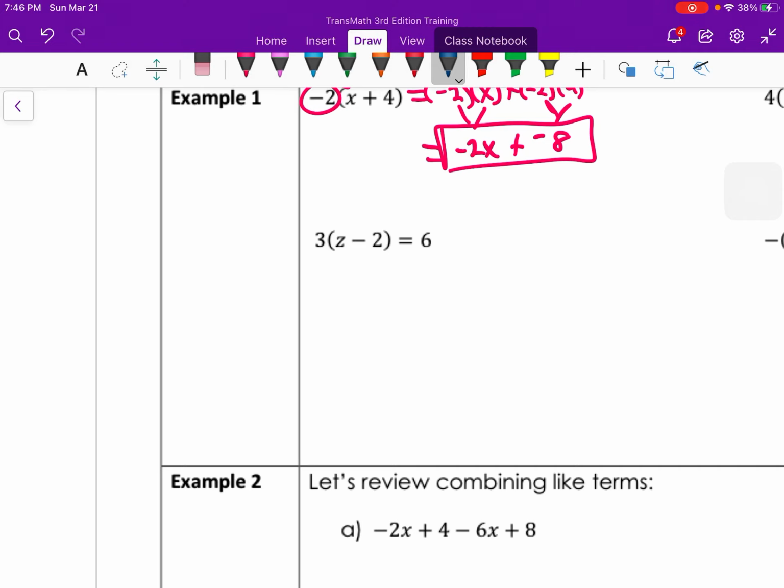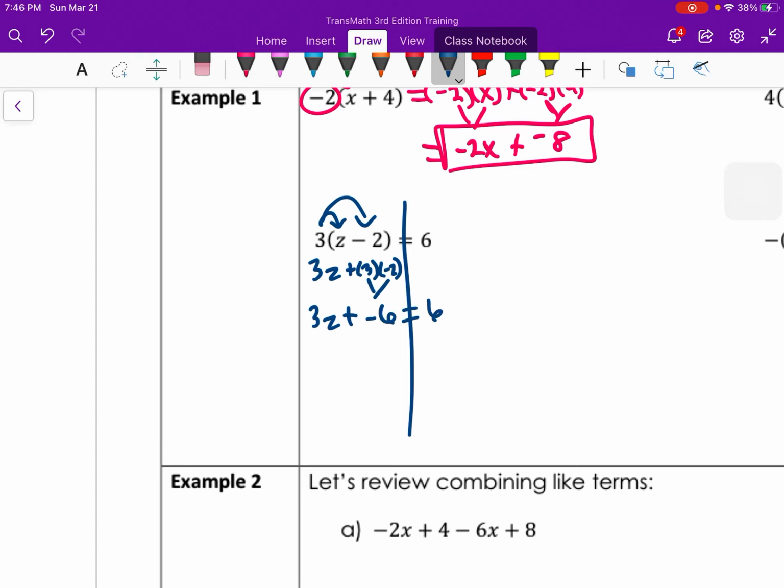And then we can review using the distributive property and then solving. So we're going to keep everything on the left for now. So this would be 3 times z, which is 3z, plus 3 times -2. So we have 3z plus 3 times -2, which will be -6, equals 6.